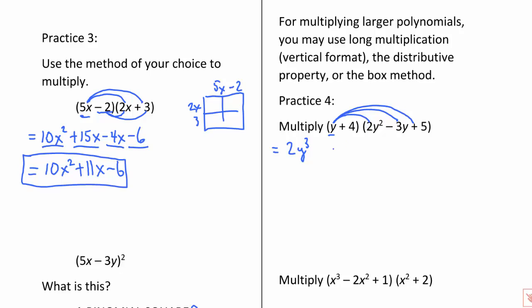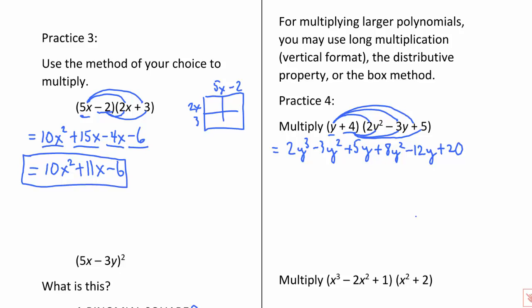Y times negative 3y is negative 3y squared. Y times positive 5 is positive 5y. So I've just distributed the y to all three terms here. Now I'm going to take this 4 and distribute to all three terms again. So 4 times 2y squared is positive 8y squared. 4 times negative 3y is negative 12y. And 4 times 5 is 20.